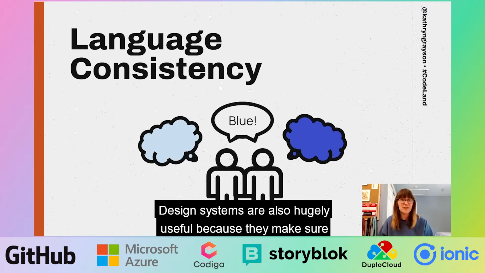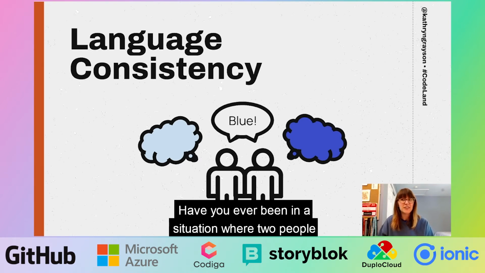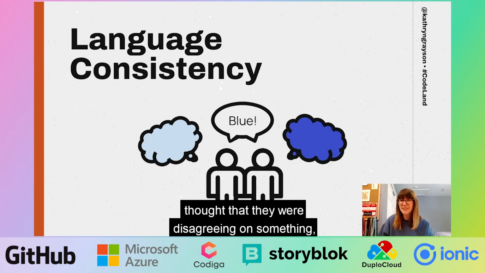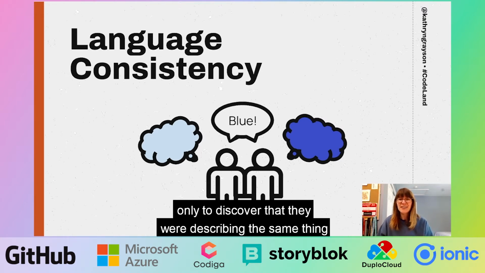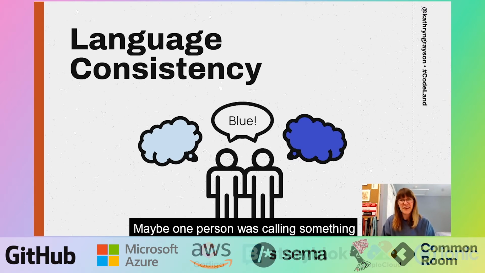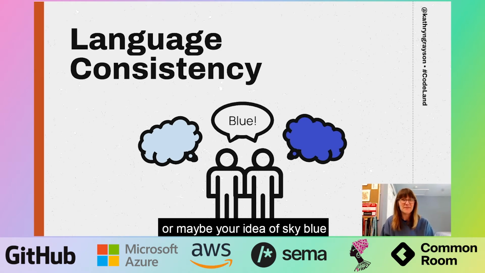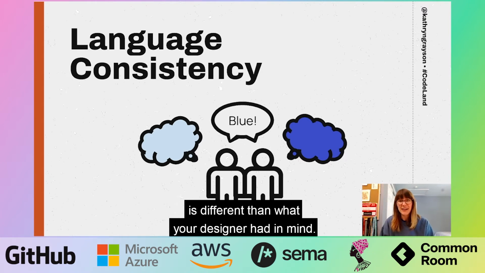Design systems are also hugely useful because they make sure that everyone is speaking the same language. Have you ever been in a situation where two people thought that they were disagreeing on something, only to discover that they were describing the same thing the whole time, just in different ways? Maybe one person was calling something a toast notification and the other was calling it a snack bar. Or maybe your idea of sky blue is different than what your designer had in mind.